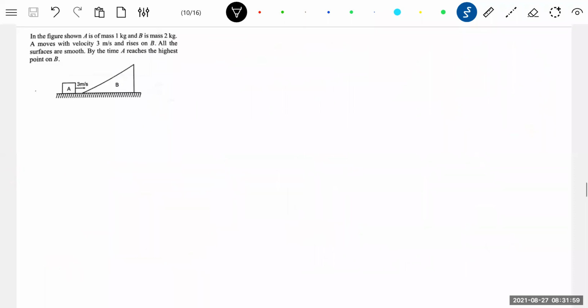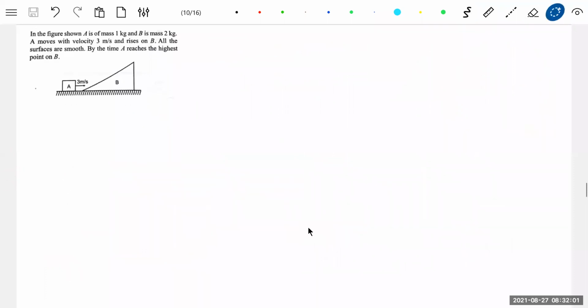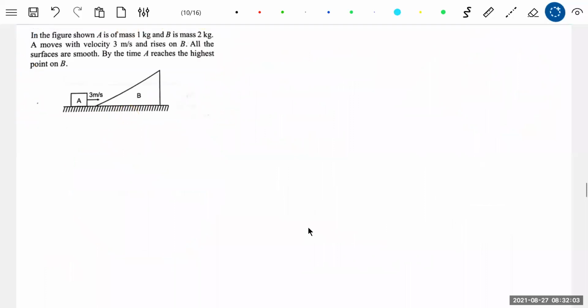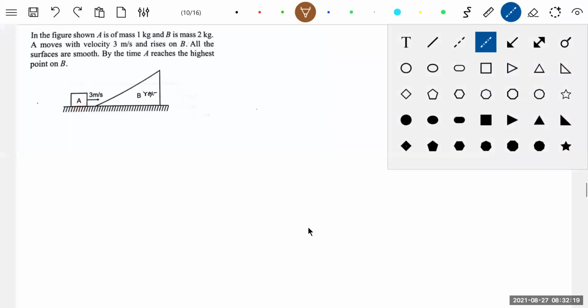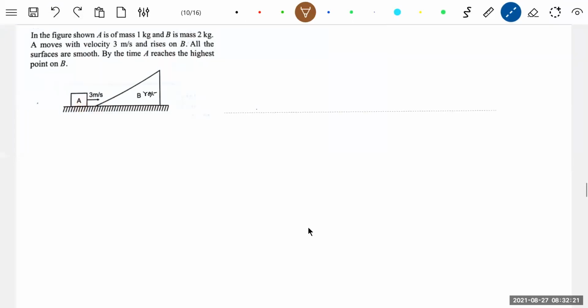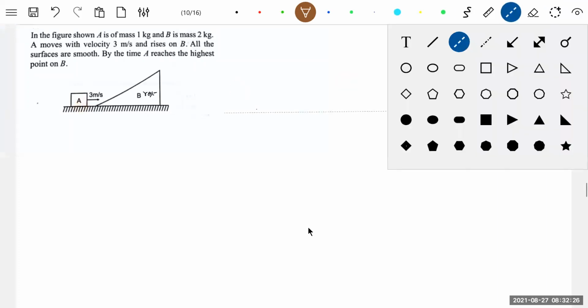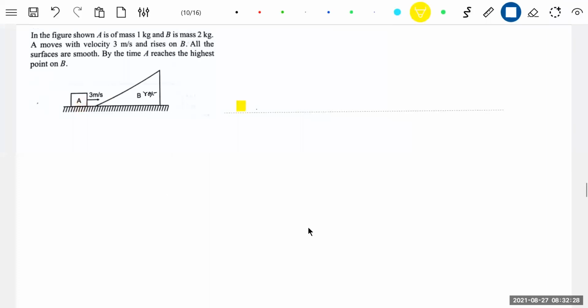Okay, this one. We'll go back to some application of conservation of linear momentum problems. Here, there is a block, and initially the wedge is at rest. What actually happens to the motion of the particle and the wedge? I'll help you through diagrams.